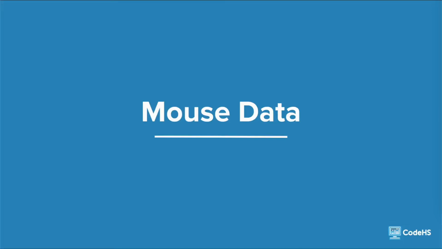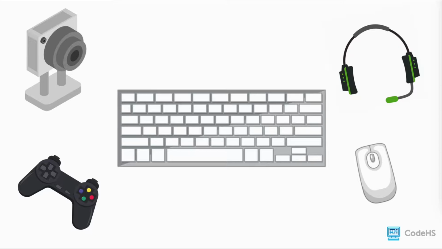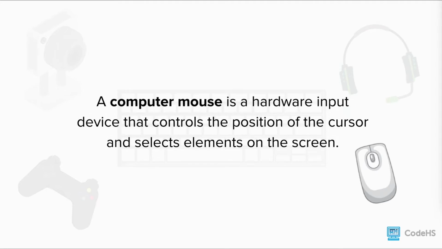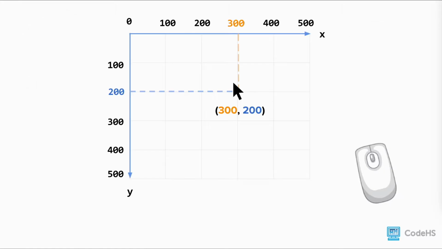Hi, in this lesson, you will learn about mouse data. One way that humans can interact with computers is by moving and clicking a computer mouse. A computer mouse is a hardware input device that controls the position of the cursor and selects elements on the screen. A computer responds to the mouse movement by changing the x and y coordinates of the cursor.